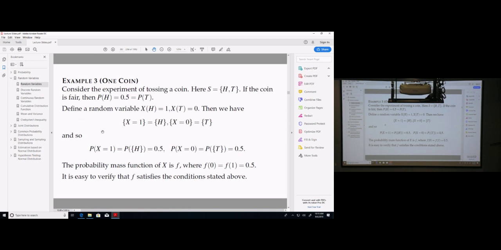Okay, I have one coin. So the experiment is flipping the coin once. So I have only two possible outcomes, either heads or tails. And if the coin is fair, the probability of head is 0.5, and the probability of tail is 0.5 as well. Now here I have a random variable, but this is just a matter of coding. If I have a head, I call it 1. If I have a tail, I call it 0.